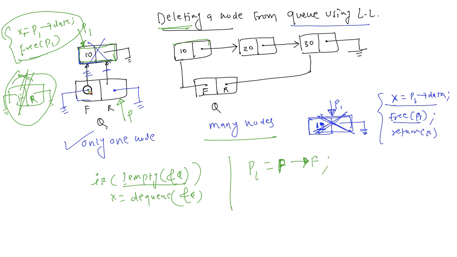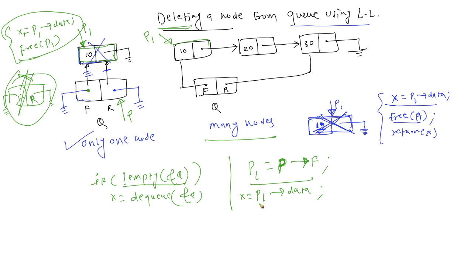Whatever the value of F is, of course the value of F is nothing but the address of some node. That address of the node is given to P1. P1 will be pointing to a node where F is pointing, in this case this node, in this case again this node. So P1 equal to F. Then first I'll extract the value of the data field of this node by saying X equal to P1 arrow data, right? P1 arrow data, I got the value.